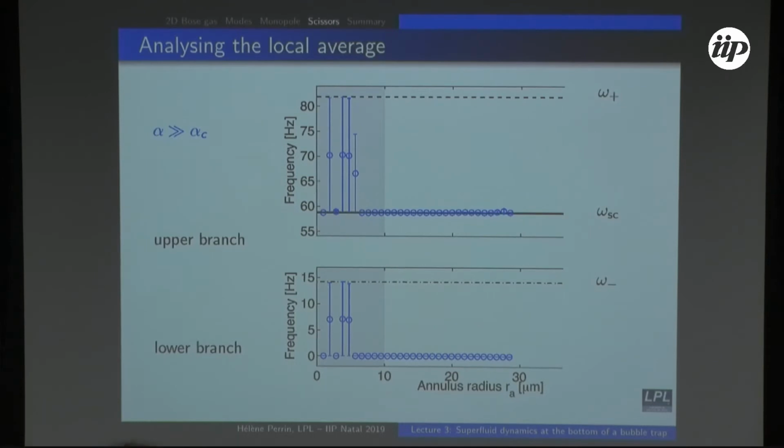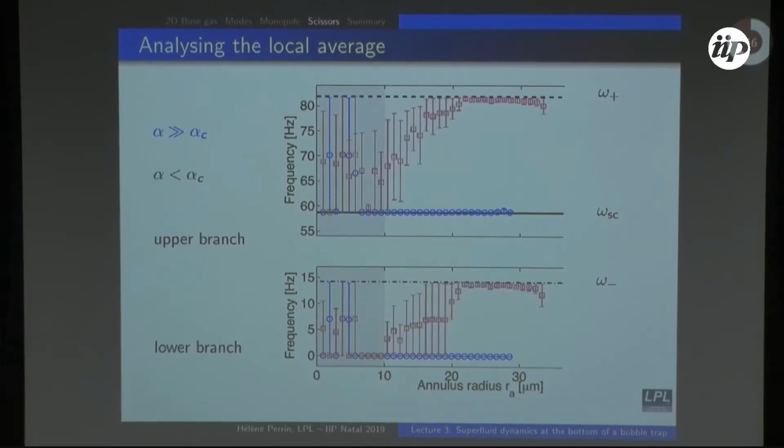And this is normal. As I recall, the scissors oscillation is a surface mode. So if you look in the center, essentially nothing happens. The gas doesn't move. So of course we are not able to determine the frequency there. But if we go a bit away, we see it very clearly, and it's just the scissors frequency. Now, if we look at the situation where we have a temperature larger than the critical temperature, or a density smaller than the critical density, so we expect a thermal gas everywhere.